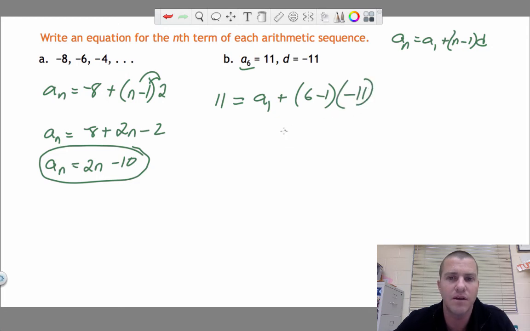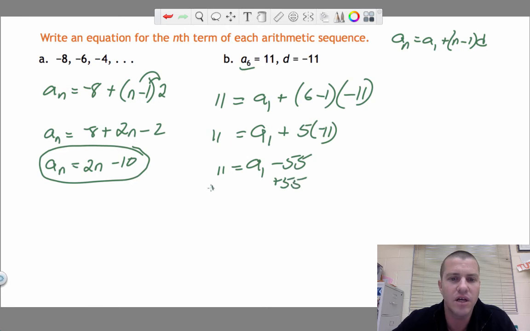Remember, it's being multiplied though. So I have a sub 1 plus 5 times negative 11 equals 11. 11 equals a sub 1 minus 55. Add 55. All I'm doing is solving for a sub 1, and a sub 1 is equal to 66.